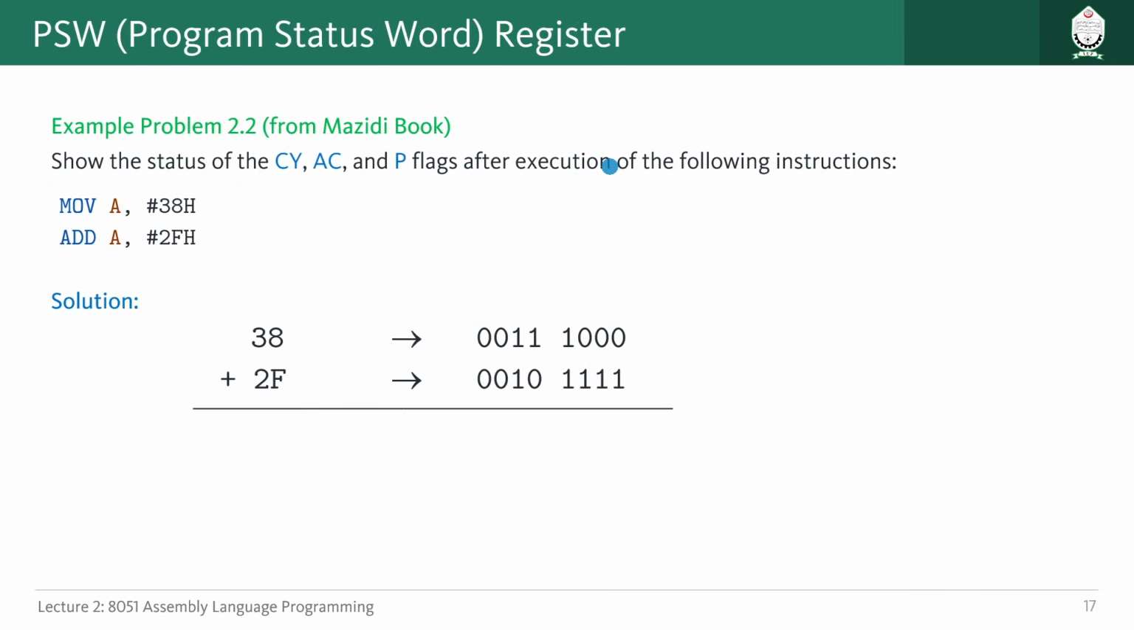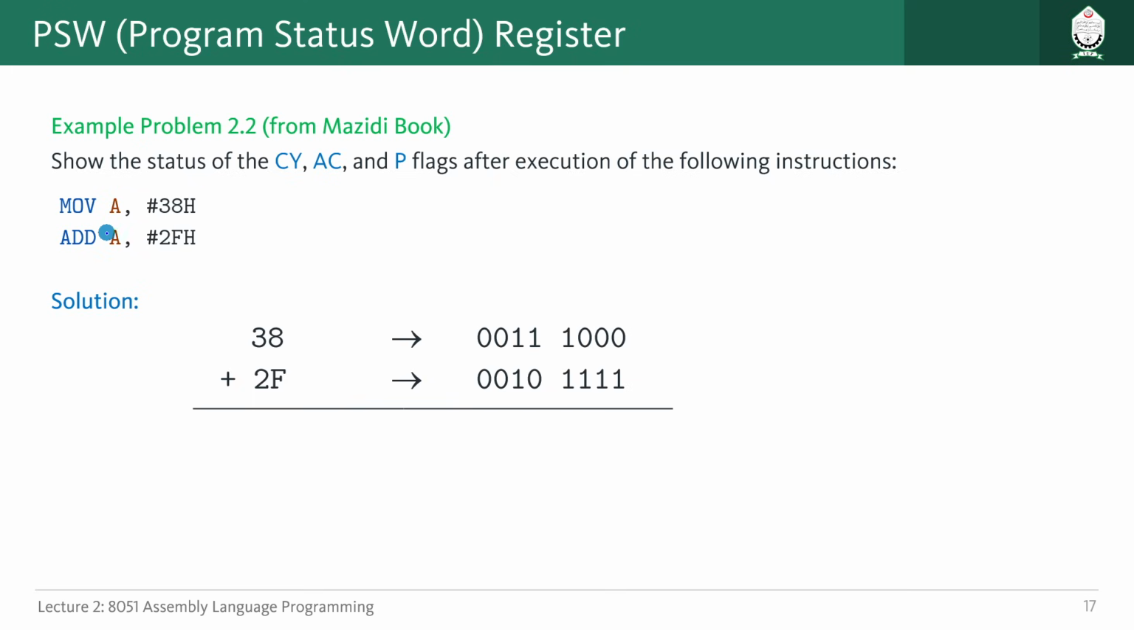Now one very simple example to understand how carry, auxiliary carry and parity flags can be set based on some arithmetic operation. Here they're saying that after the execution of these 2 lines, what will be the condition of these 3 flags? So what they are saying is just try to add them together. So move to register A this value.